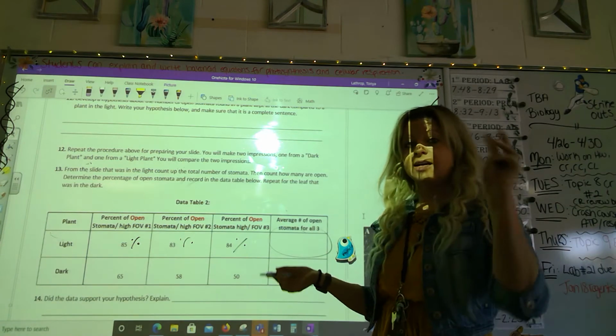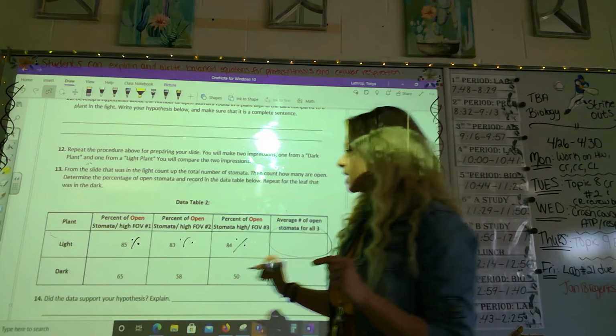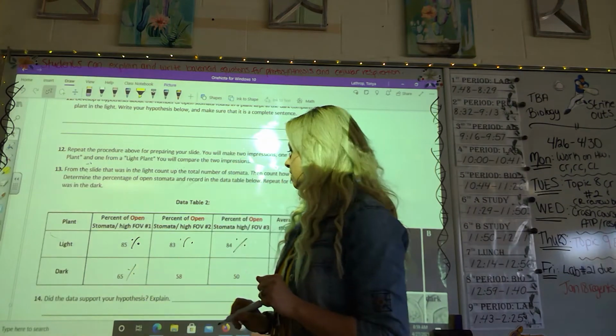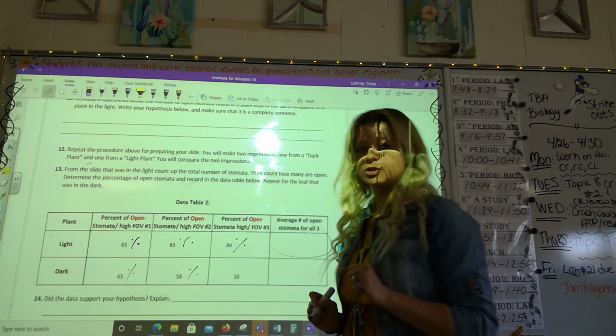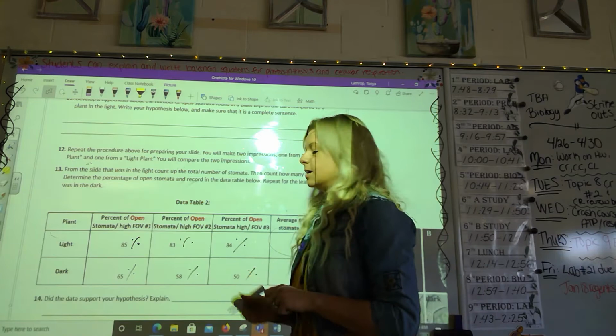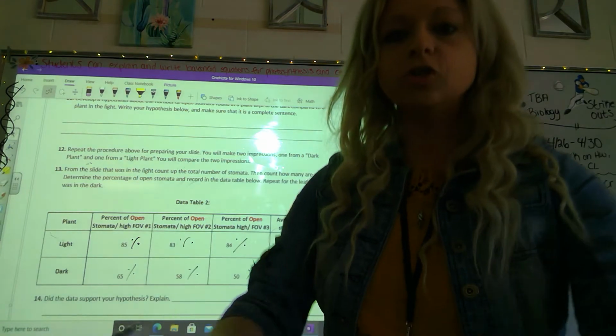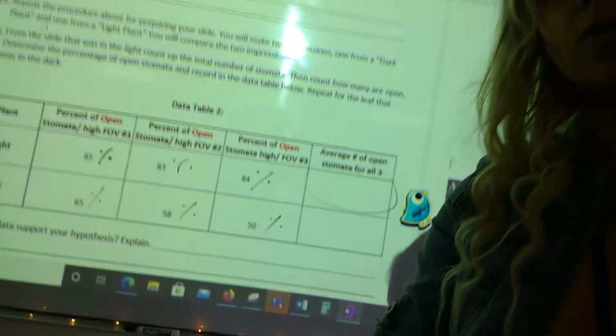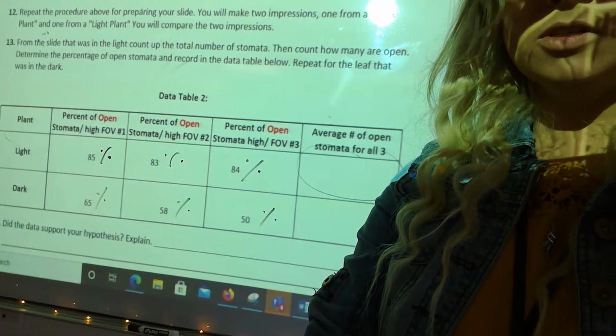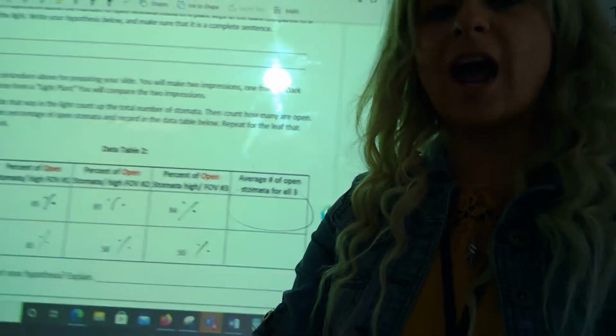For the dark, I did 3 trials, looked at 3 slides. I got 65% open, 58% open, and 50. Again, if you're having trouble, just pause, and I went over those as well. You can pause it right here so that you can get your numbers, and then calculate your average.